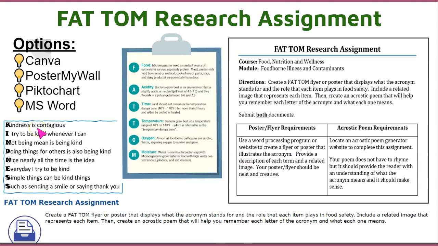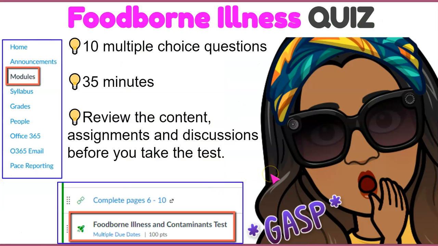Now, when you are writing your acrostic poem, make sure the words in your poem make sense as it relates to Fat Tom. Okay, so talk about food, talk about acidity, talk about time, temperature, oxygen, and moisture in your poem. Okay, make sure it makes sense. Don't just give me any random words just to get the poem completed. Okay, that's very important. So again, you're going to turn in the poster and the acrostic poem for this assignment to the Dropbox.